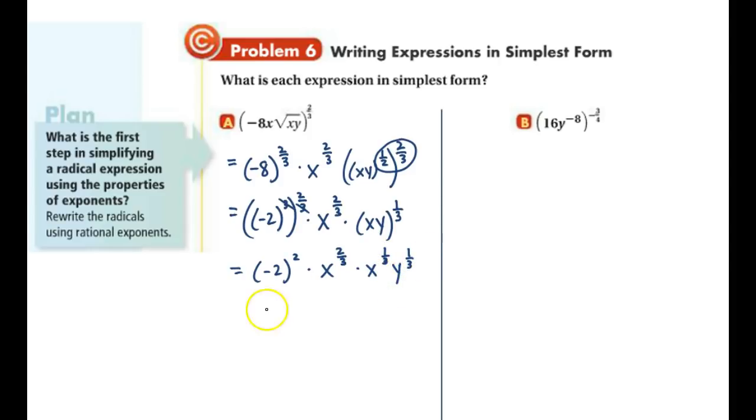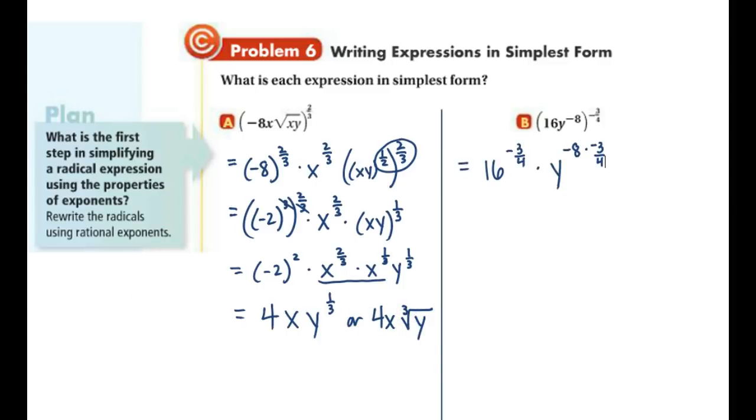From there, I'm going to combine like terms, and I get my final answer of 4x y to the 1/3. These x terms right here, I can add the exponents because they have the same base, and I just get positive 1. So I get 4xy to the 1/3. We could also write this as 4x times the cube root of y.